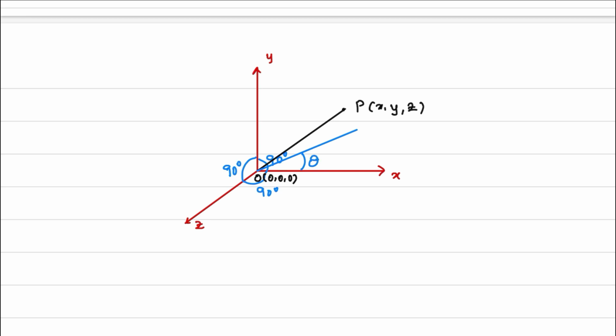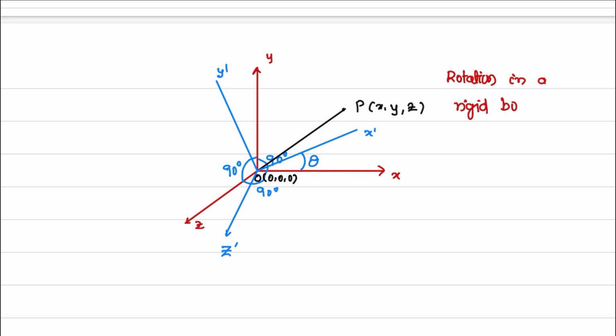In the same origin, the axes are tilted. Axes are tilted like this. Please try to understand the meaning of it. Let the new axes be x dash, y dash and z dash. The angle between the axes is also 90 degrees, but the axes are tilted by theta. This is called rotation in a rigid body.